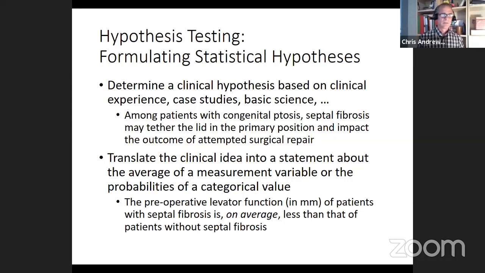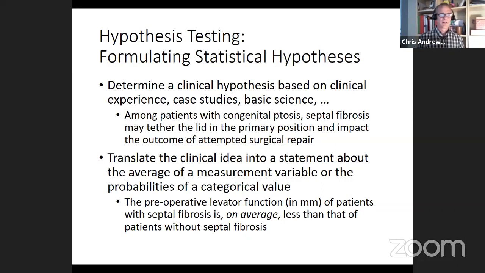So one paper I was asked to help on a year or two ago was a physician studying congenital ptosis, and their claim was that the septal fibrosis may tether the eyelid in the primary position and impact the outcome of the attempted surgical repair. And that only means a little bit to me now, and it meant less to me before I started on this.